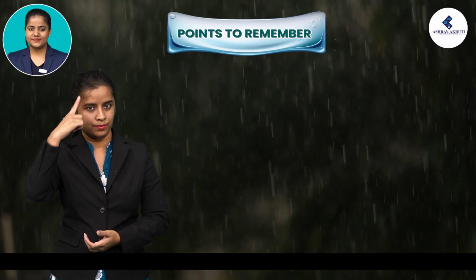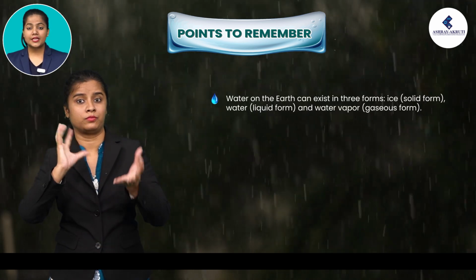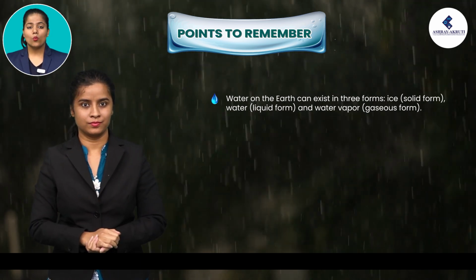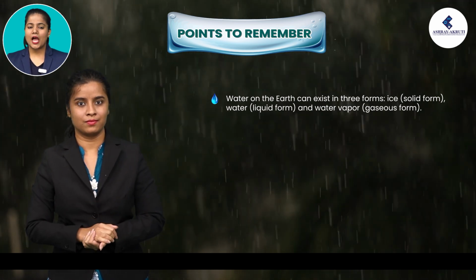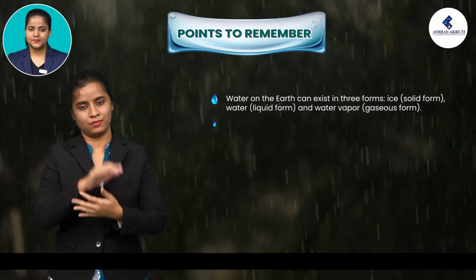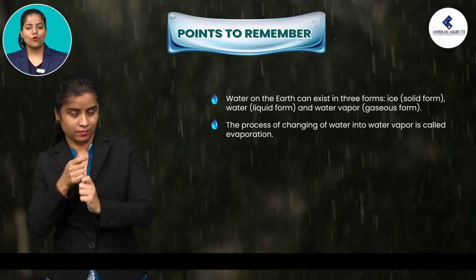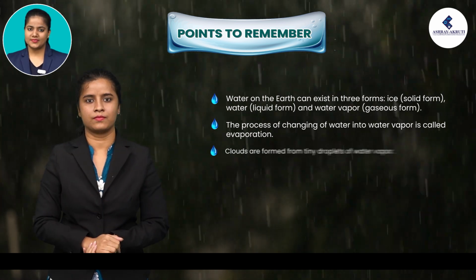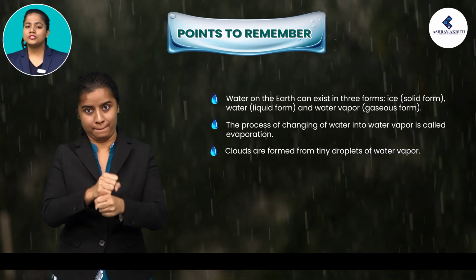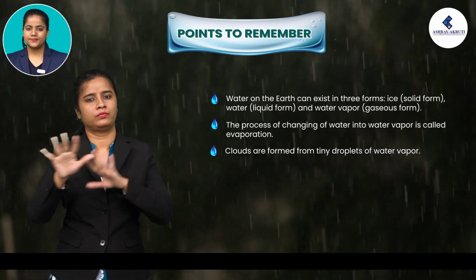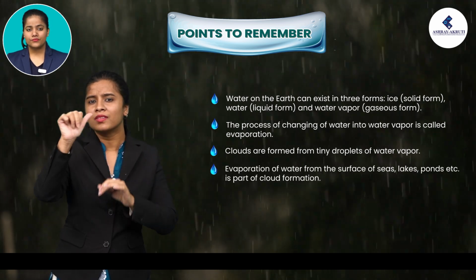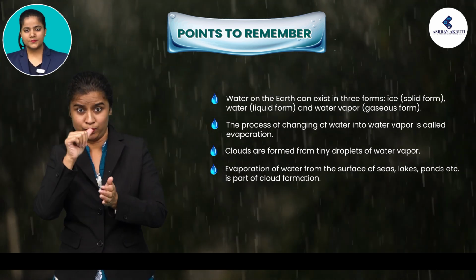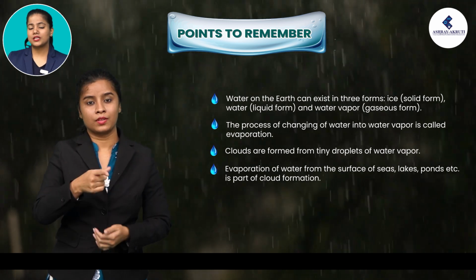Points to remember. Water on the earth can exist in the three forms: ice, solid form; water, liquid form; and water vapor, gaseous form. The process of changing of water into water vapor is called evaporation. Clouds are formed from tiny droplets of water vapor. Evaporation of water from the surface of seas, lakes, ponds, etc. is part of cloud formation.